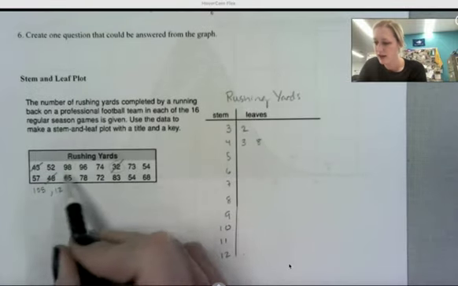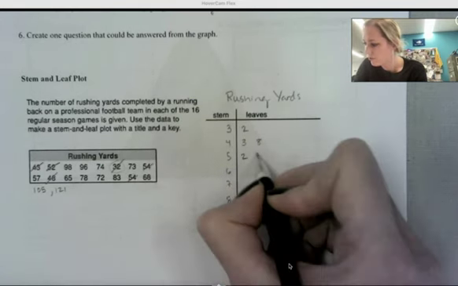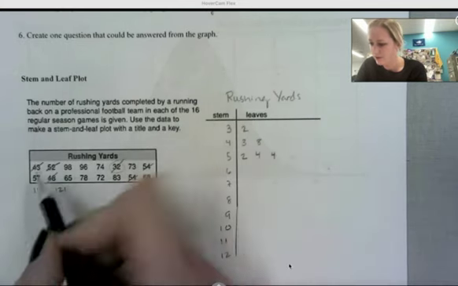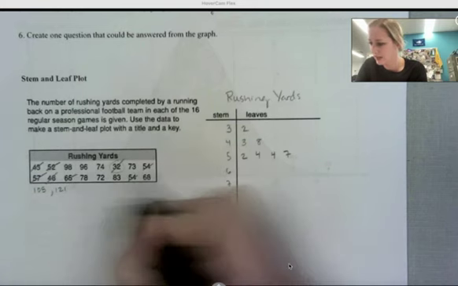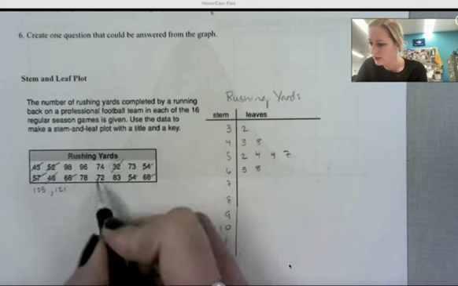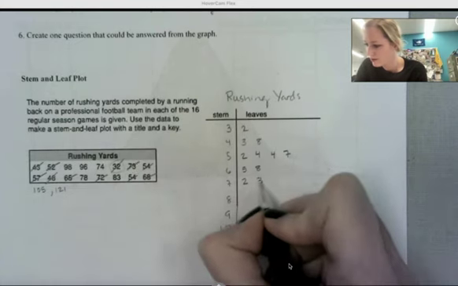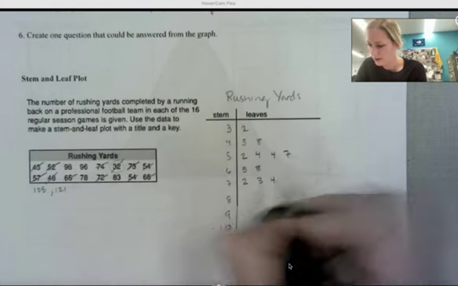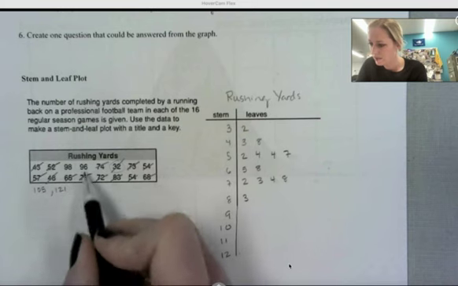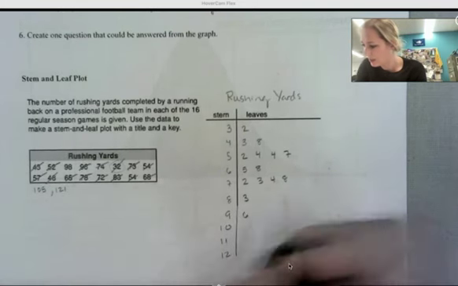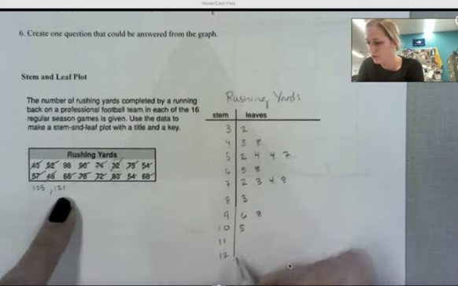Okay, now we're on the 50s. So we've got 52. We've got a 54 and another 54, so we're going to list 4 twice. And then we have a 57. In the 60s, we got a 65 and a 68. In the 70s, we have 72, 73, 74, and 78. In the 80s, we have an 83. In the 90s, we got 96 and 98. In the 100s, we're going to put a 5 for 105. We don't have anything in the 110s, and then 121.